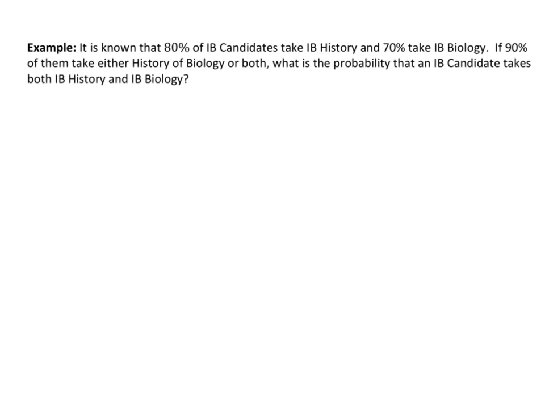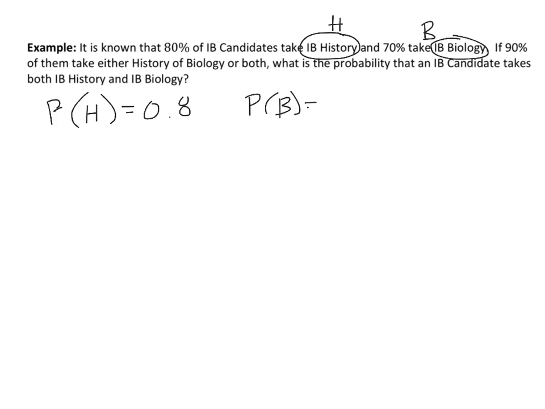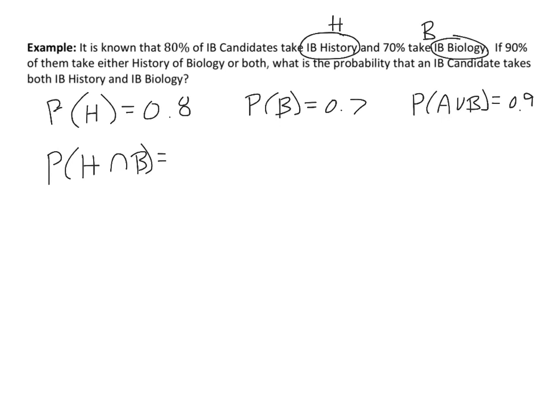So I'm going to call the history event H and the biology event B. We're told that the probability of H is 0.8 and the probability of B is 0.7, and we know that the probability of the union is 0.9, and we're being asked for the probability of the intersection. If we go to our formula, the formula says that the union should be equal to one of the probabilities plus the other one minus the intersection that we don't know.